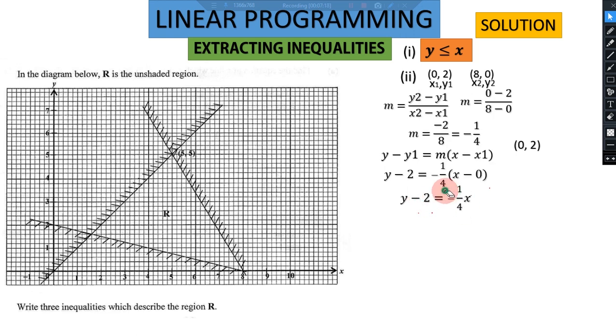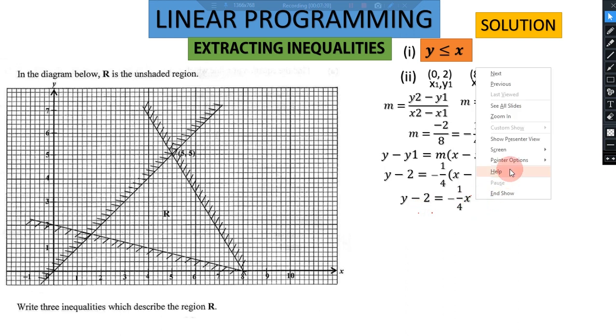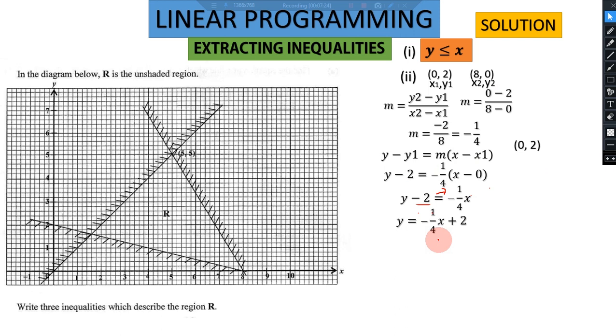So when it crosses, it will look like this. Then what are we having? A negative 1 over 4x, then plus 2. This is the equation of this straight line, but remember we are writing what? Inequalities. So inequalities, they do not use an equal sign.